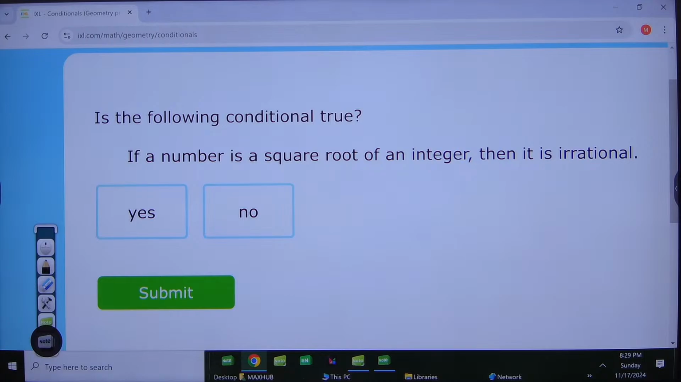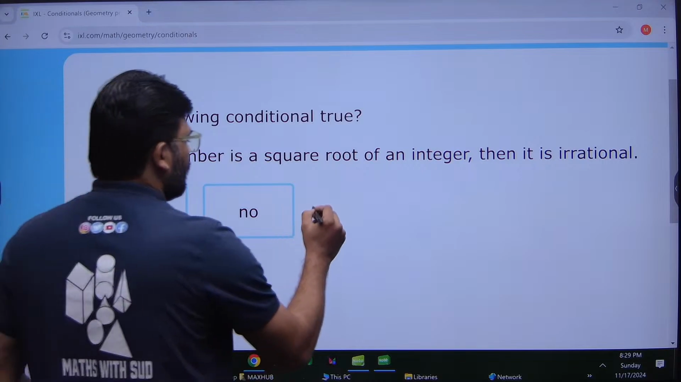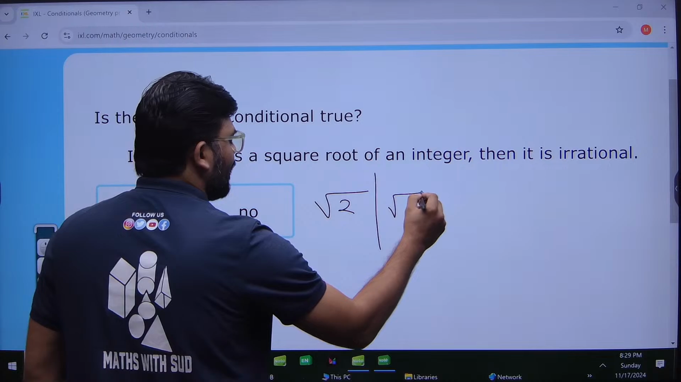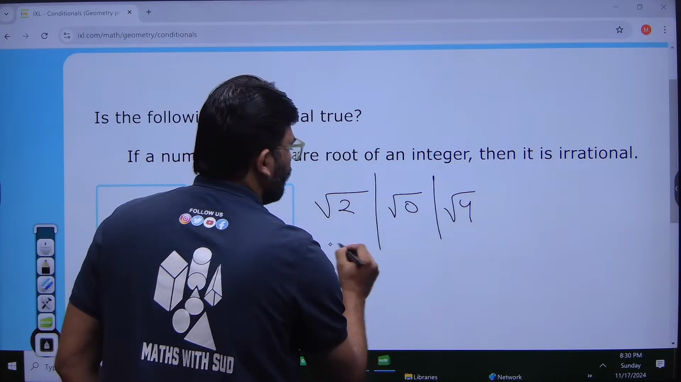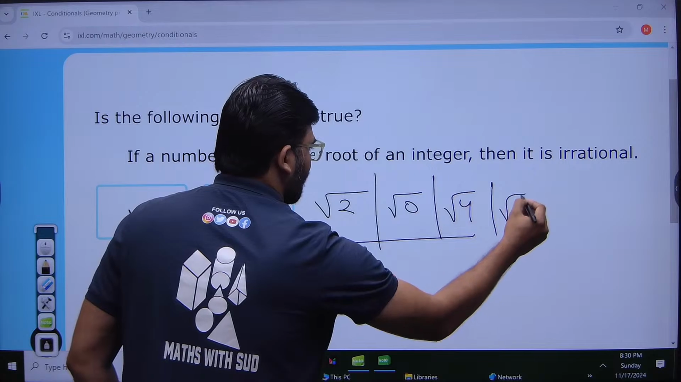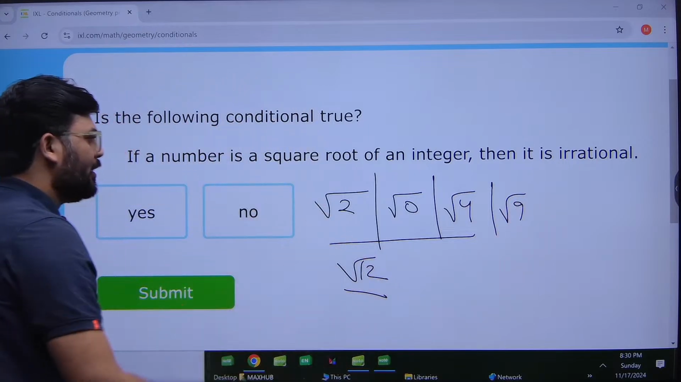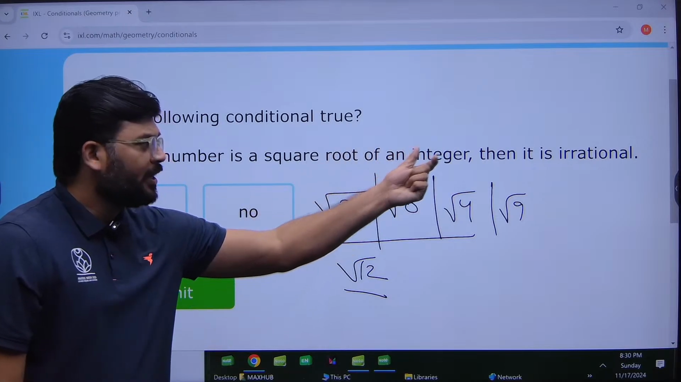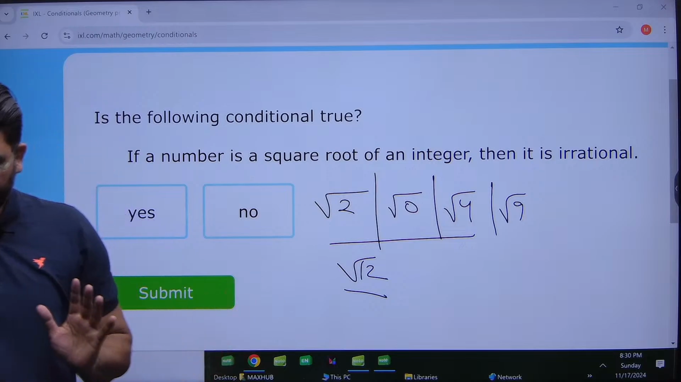I'm not quite sure. Square root of an integer, you take any square root. Let us say square root of 2, square root of 0, square root of 4, square root of 9, square root of 12. They are saying if a number is a square root of an integer, then it is irrational. Are you sure that all these numbers are irrational?